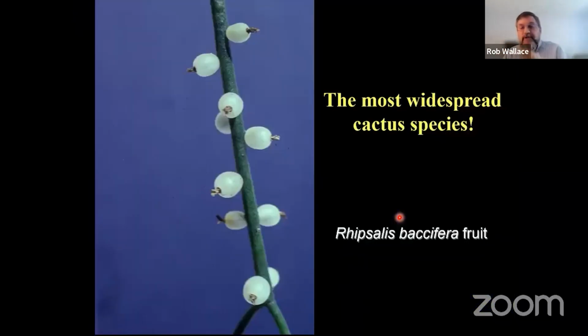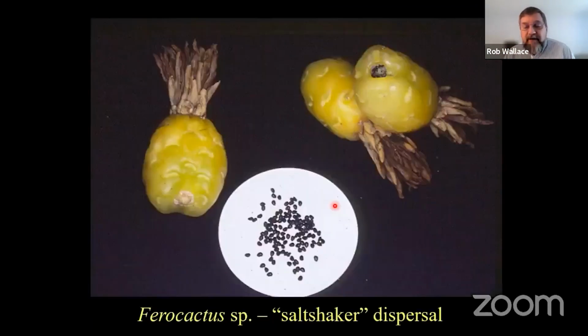Some types of dispersal are taken very, very long distance. For example, Rhipsalis baccifera is the most widespread, geographically widespread cactus, spanning essentially two continents, both Africa and South America, originating in South America, but through bird dispersal, we hypothesize it has been taken to Africa and spread throughout tropical and subtropical Africa, all the way to Madagascar. So this is another long distance dispersal affected by animals based on the fruit type. In this case, they're berries that are highly desirable.